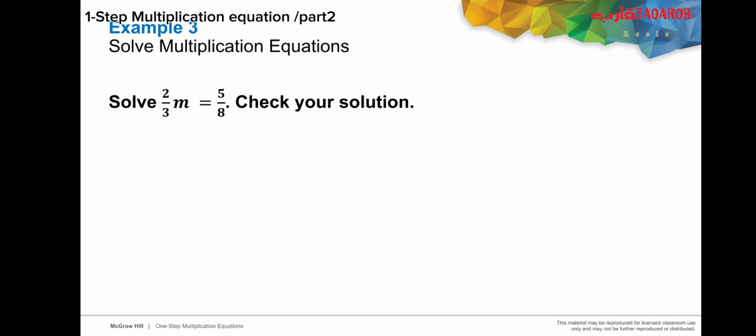For example, here they say solve the multiplication equation. As we said, I will look for the side of the problem that has the variable, which is m. And I will say that m is multiplied by the fraction 2/3. So to get rid of 2/3 and to isolate m, I need to use the inverse operation, which for multiplication is division. So I will divide by 2/3.